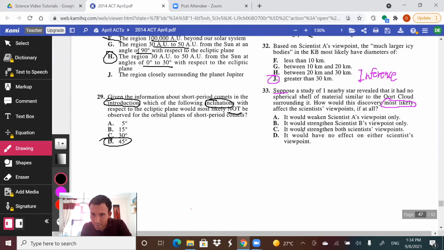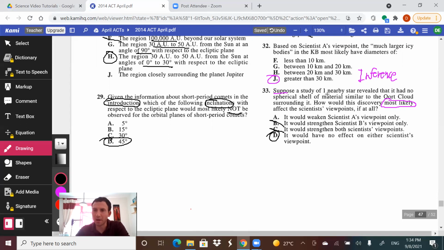So it would strengthen both scientists' viewpoints, no. It would strengthen, oh, hold on. Let me think about this differently, actually. Maybe it's not weakening their viewpoints. It's not even an option. It definitely isn't strengthening. It's not weakening A's only. Let's talk about why it's D. So it would have no effect on either scientist's viewpoint. So let's think about that.